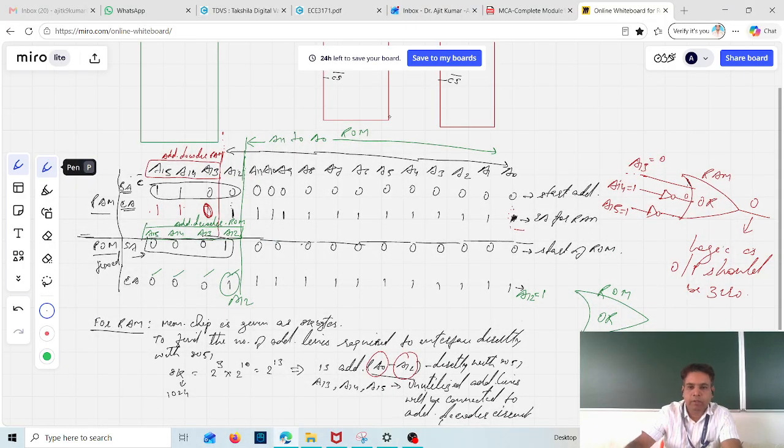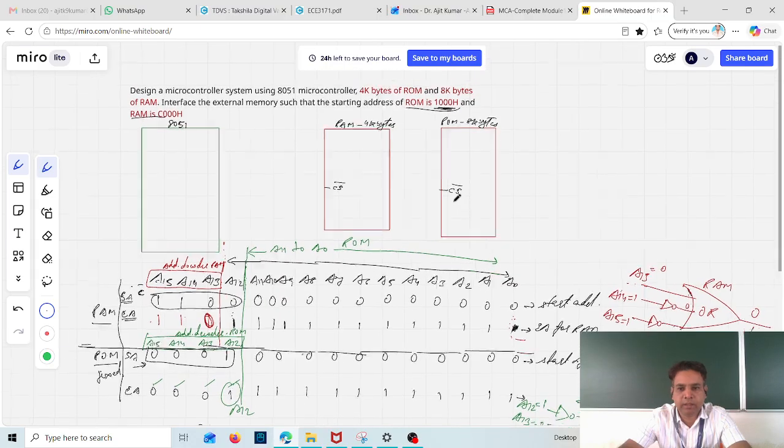So A12, I'll connect with a NOT gate here. Okay. Then A13 is 0, so I'll connect directly. A14 is 0, so I'll connect directly. A15 is 0, so I'll connect directly. Okay, this is the input of the address decoder circuit, so the output will be 0. Fine.